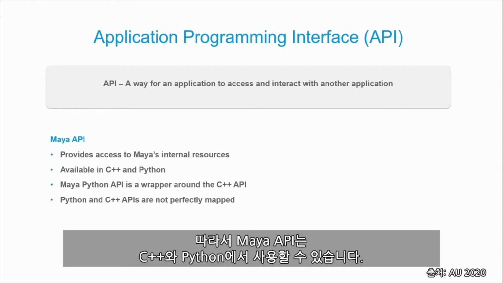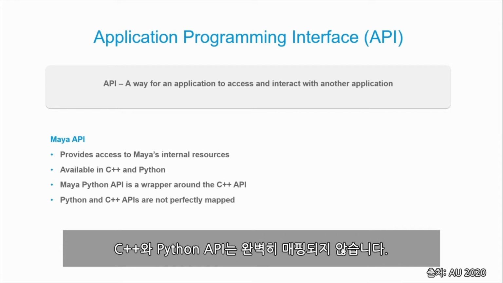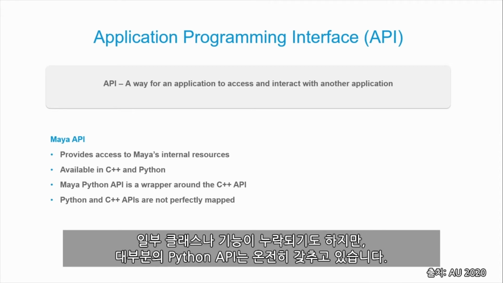So Maya API is available in C++ and Python. Like I mentioned earlier, the Python API is just a wrapper around the C++ API. And C++ and Python APIs are not perfectly mapped. So you may find that some classes or functions are missing, but the majority of the Python API is complete.